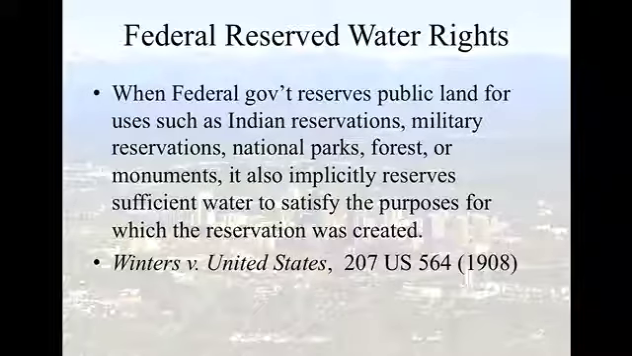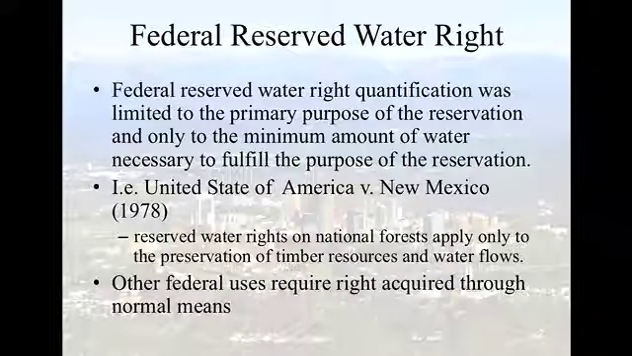So if you reserve a national forest, you're inherently reserving enough water to support the use of that land as a national forest. Okay, national park, preserving wildlife, you're reserving enough water to run that place as a national park, to keep the fish in the stream alive, all of those uses. So Federal Reserve water right quantification is limited to the primary purpose of the reservation and to the minimum necessary to fulfill that purpose. So it's not all of the water in the stream, it's limited to what the primary purpose is of that reservation. As we said, national forests, you need enough to preserve timber resources and water flows.